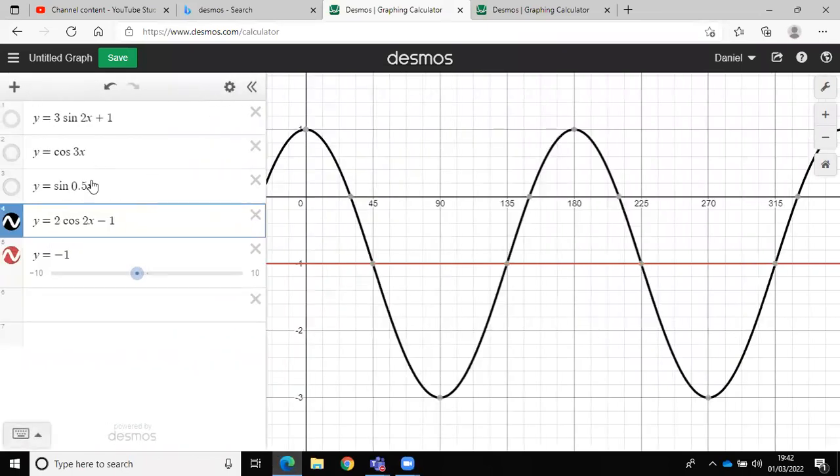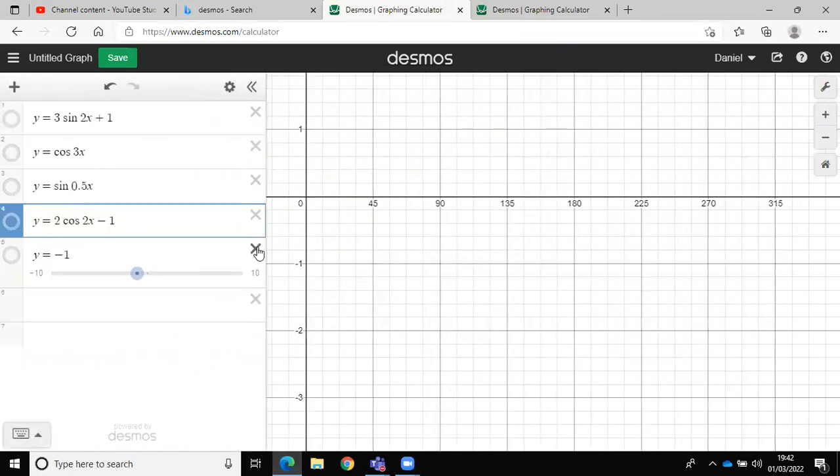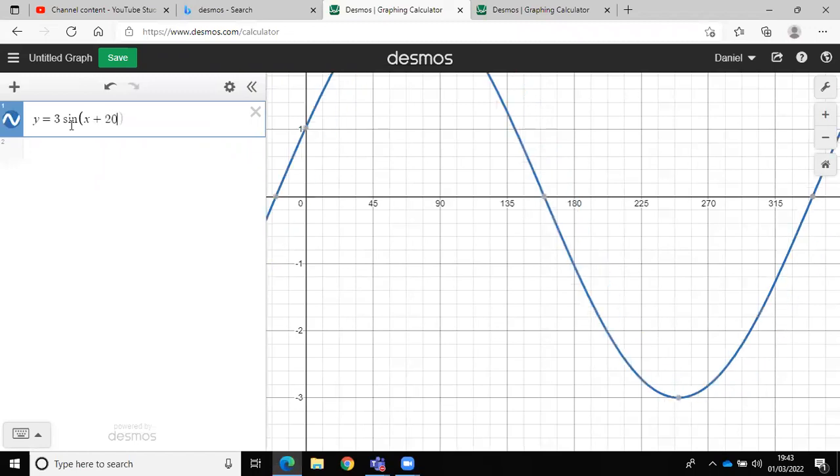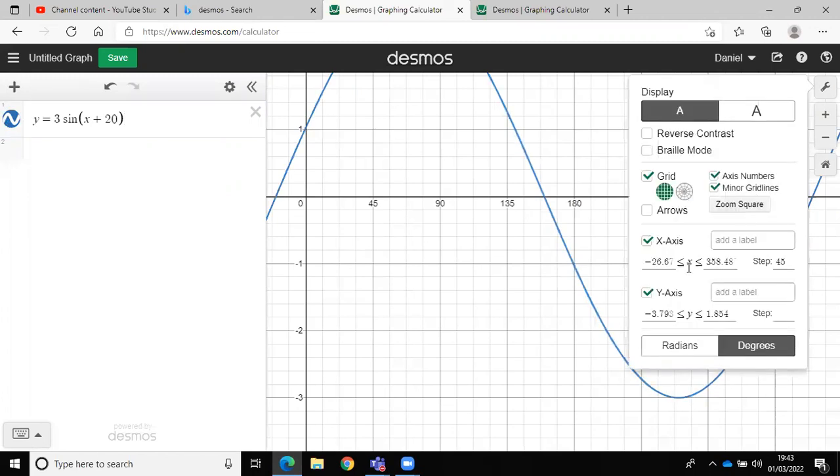Maybe draw that a wee bit of a better sketch, see if it works a wee bit better. So if I do y equals 3 sin x plus 20, limits.